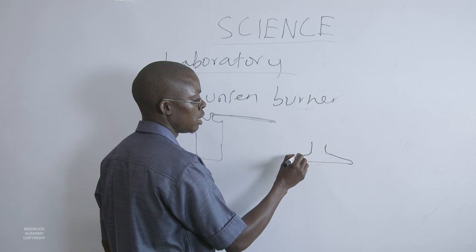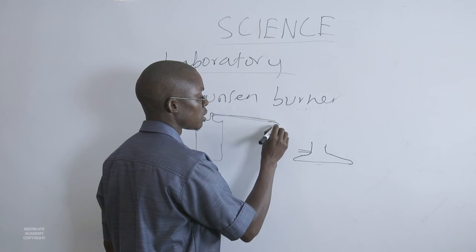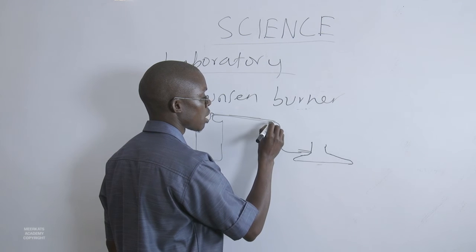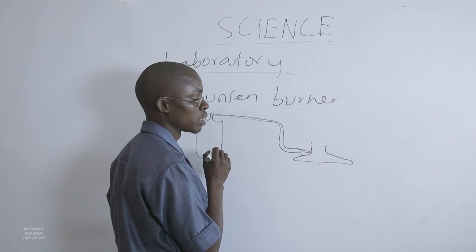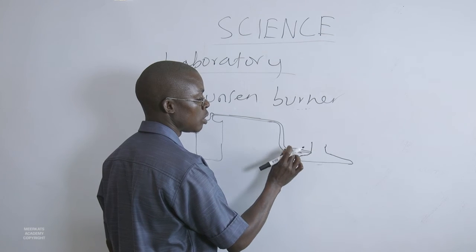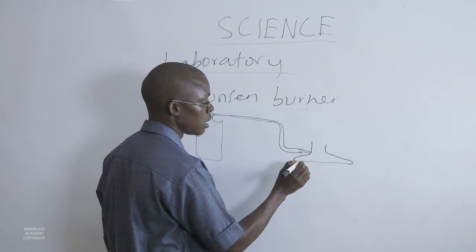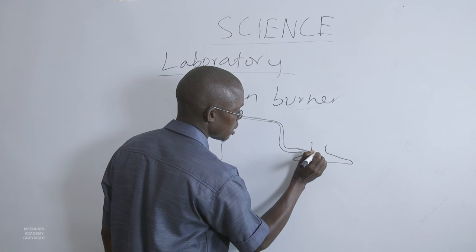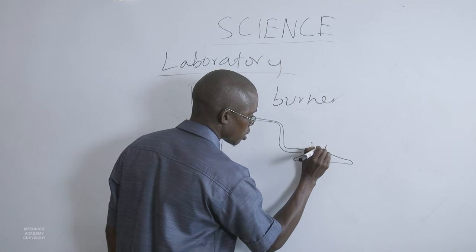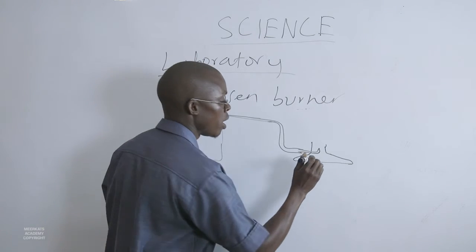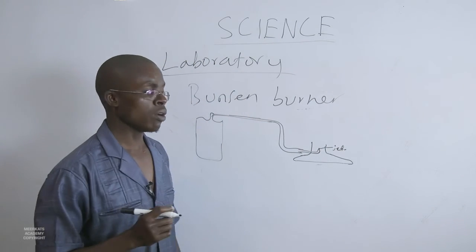And at that base is where we have a point of entry of this gas. So you fix the rubber tubing at that point, which is at the base. This is the base, and on that metallic base we have the inlet of the gas, which goes much deeper inside to a smaller point of exit, what we call a jet.